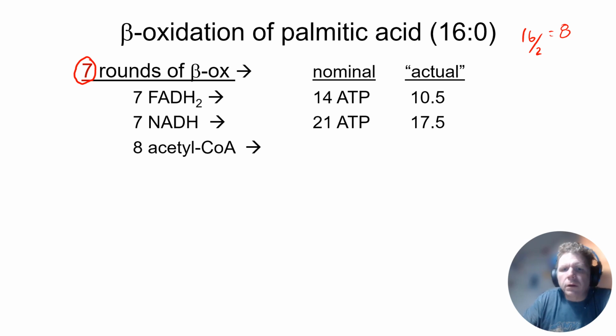That's a fair thing to think about, but let's think about this. The first round is going to make a 2-carbon and a 14-carbon. The second round is going to make another 2-carbon and a 12-carbon long molecule. Ultimately, what we're going to do is get down to a 4-carbon molecule.